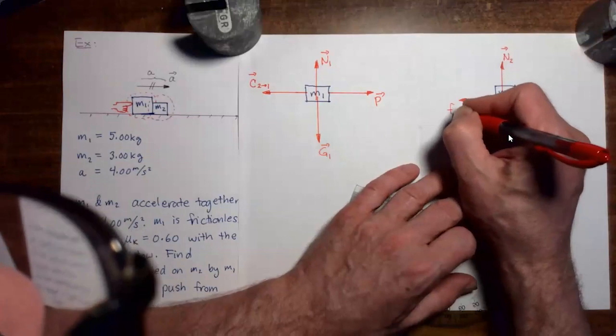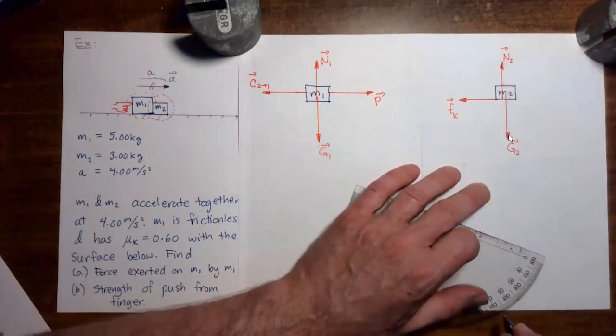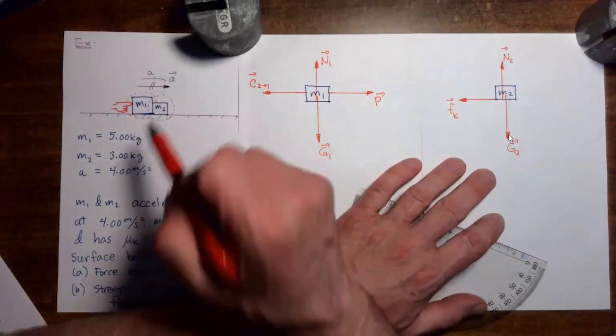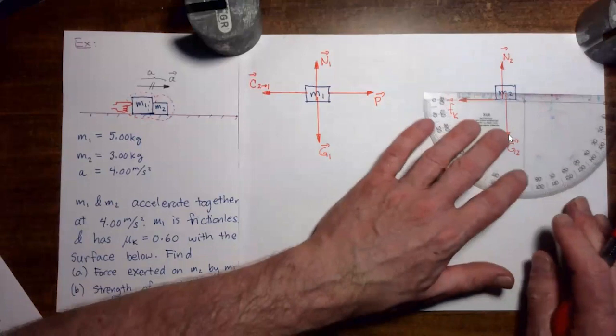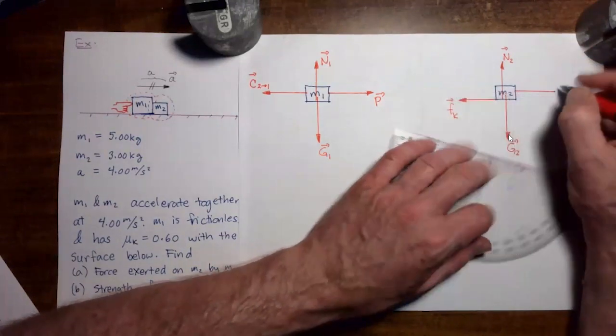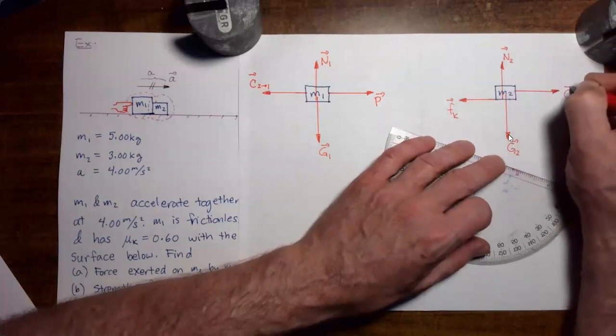So I'll call that F sub k for frictional force. And then also cutting through the dashed line, we see mass 1 coming in to exert a force on mass 2. And I will call that one the contact force that 1 exerts on 2.